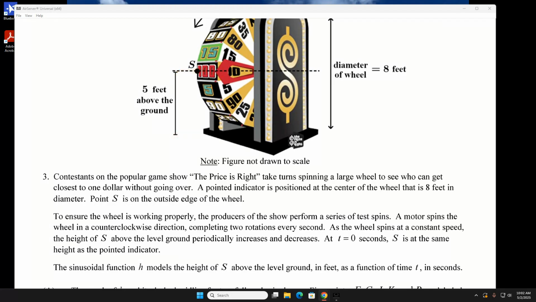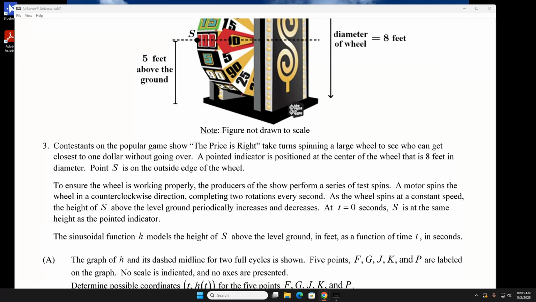Okay, to ensure the wheel is working properly, the producers of the show perform a series of test spins. A motor spins the wheel counterclockwise direction, completing 2 rotations per second. As the wheel spins at a constant speed, the height of S above the level ground periodically increases and decreases. At t equals 0 seconds, S is the same height as the pointed indicator.